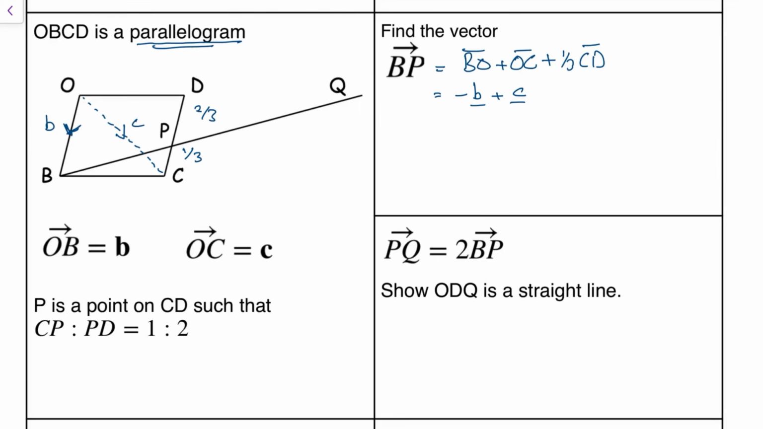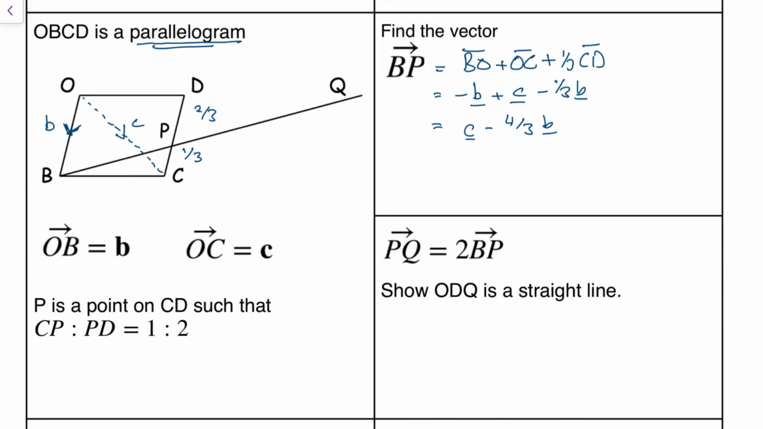And C to D is the opposite of O to B. In other words, it's B to O, which is minus B. So therefore, I'm taking away a third of B. Let's add these things together. Well, C is just C. And then a whole minus another third, it's minus 4/3.